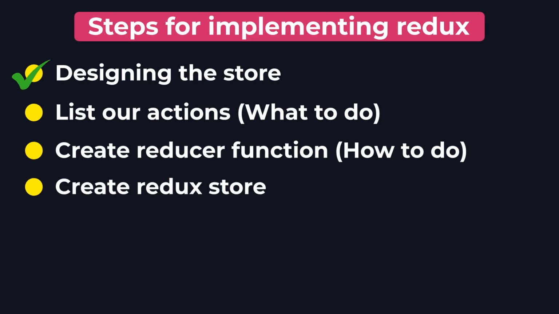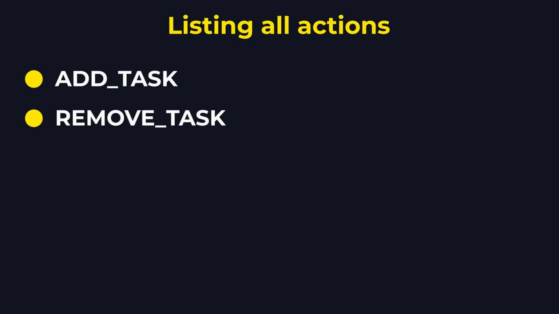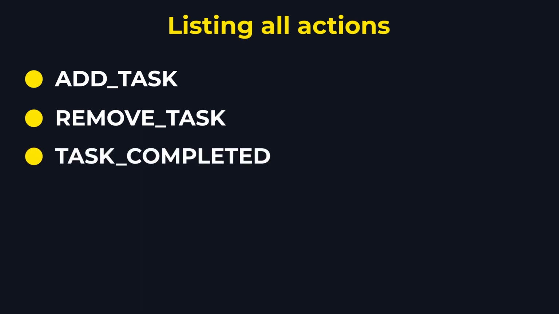Now let's move to the second step, which is listing all actions for our application. So first of all, we want to add a new task with task details. So our first action will be add task. Now after that, we can remove that task from the list. So the second action will be remove task. And we can also mark a task as completed. So the last action will be task completed. In advanced applications, we also have other features like filtering the task list, searching the task, and many more. For now, we just focus on these features.